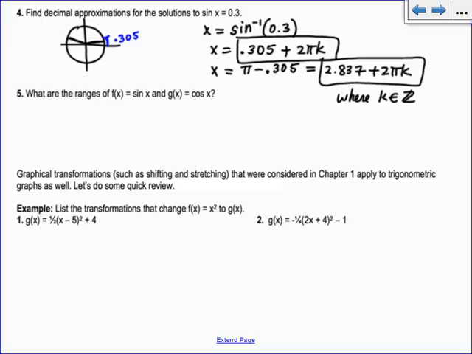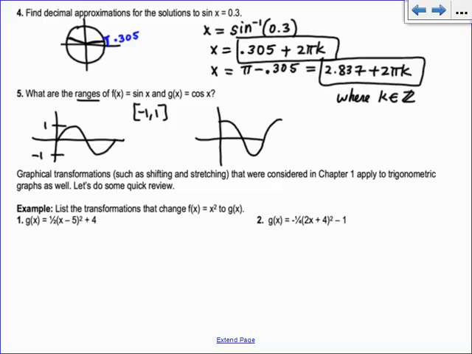All right, so what are the ranges of f of x equals sine of x and g of x equals cosine of x? The range means when I graph sine, how high does it go and how low does it go? Right, it goes from -1 to 1. Is that the same for cosine? Yeah, it just goes in another way, 1 to -1. So they're both -1 to 1.